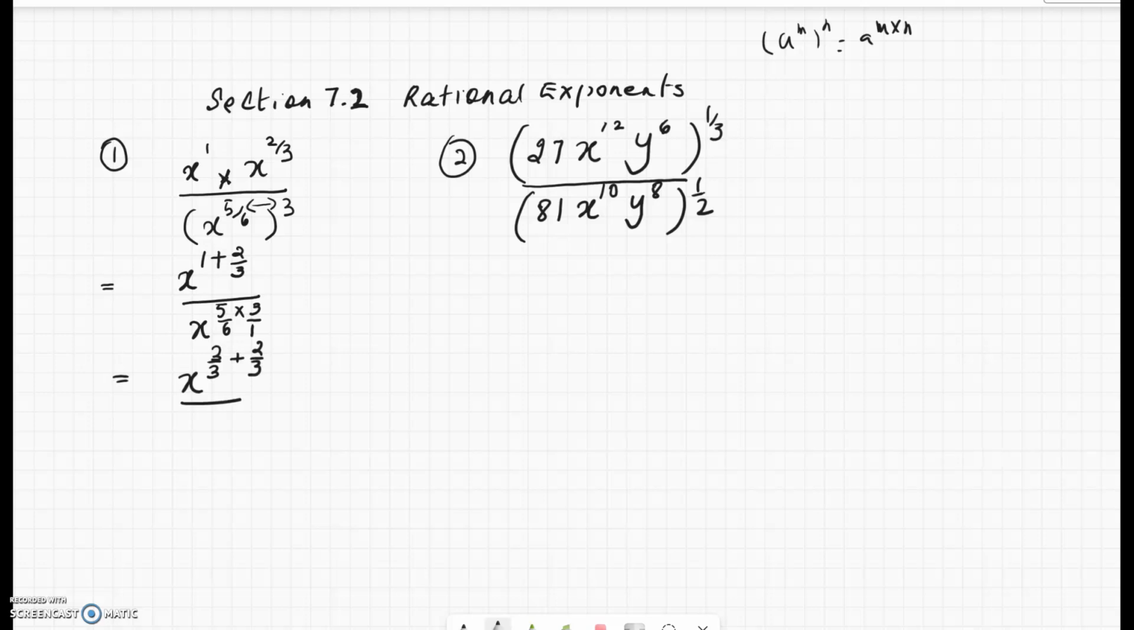Use your calculators. Use the fraction function. 3 goes 2 times into 6, and we have x to the 5/2 in the denominator. This is equal to 3 plus 2 is 5, so that's x to the 5/3 over x to the 5/2.